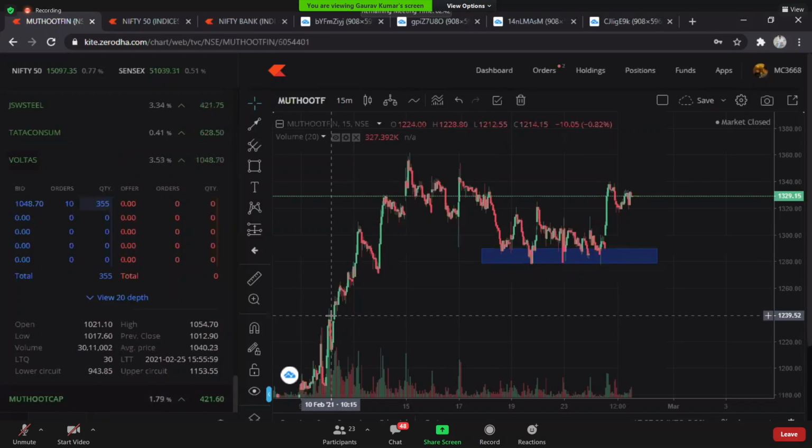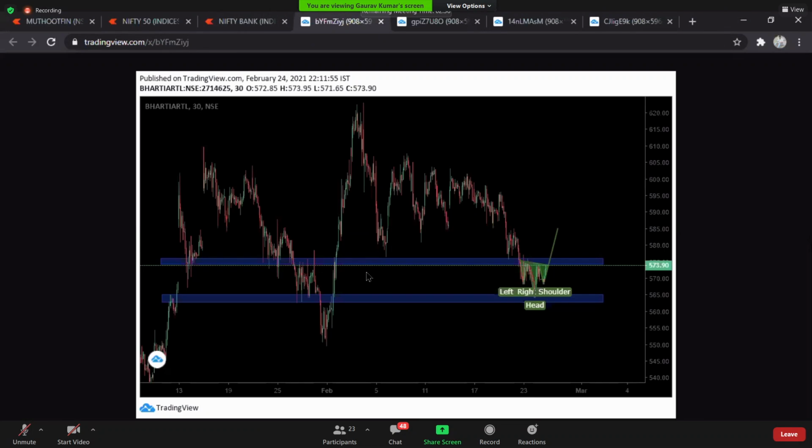So this is how you analyze your stocks. First you squeeze out your screen, you need minimum 300 candles on your screen. Then you find out good support and resistance zones. Once you have found good support and resistance zones, you look for the structure that the stock is forming. And after that, wait for your entry.